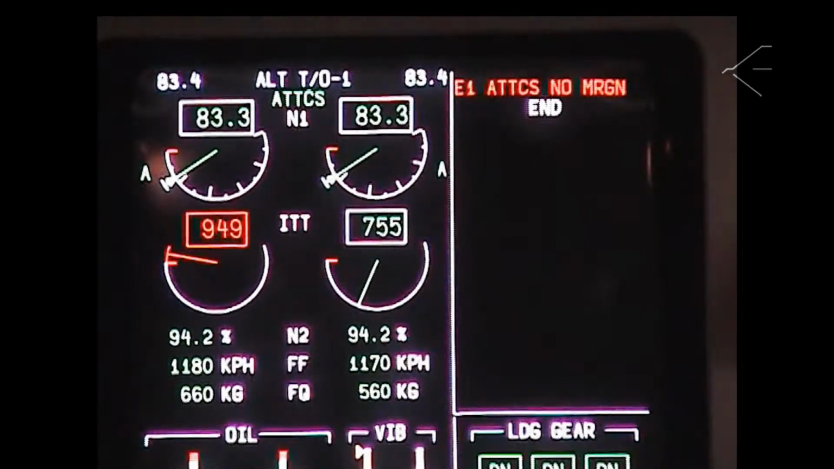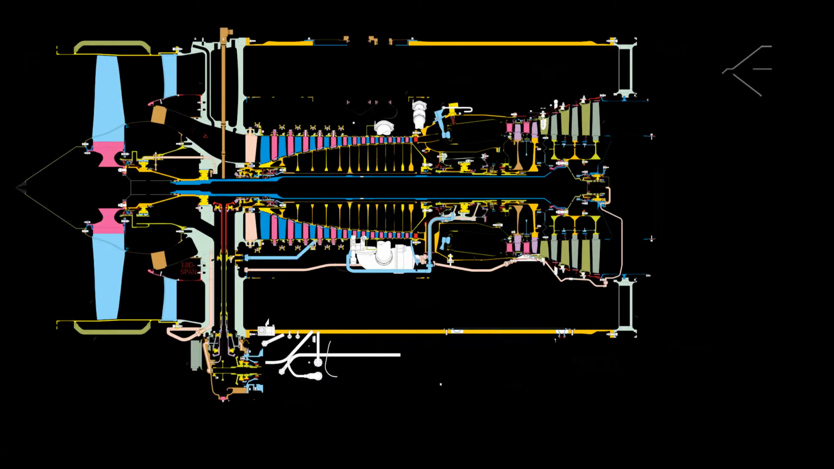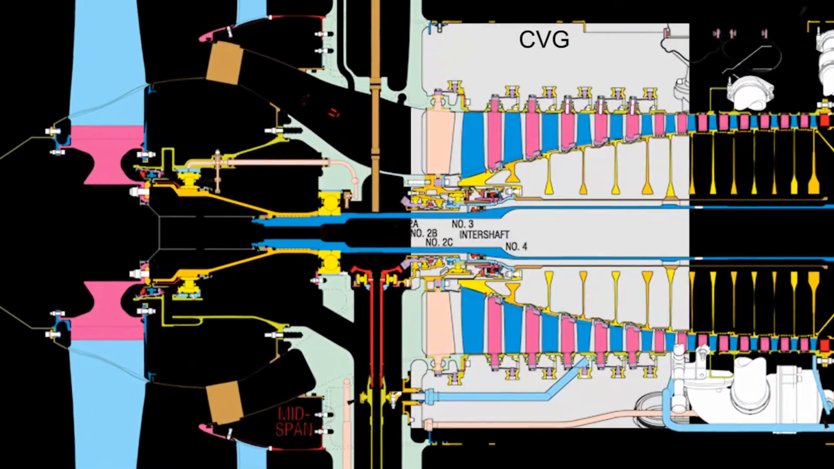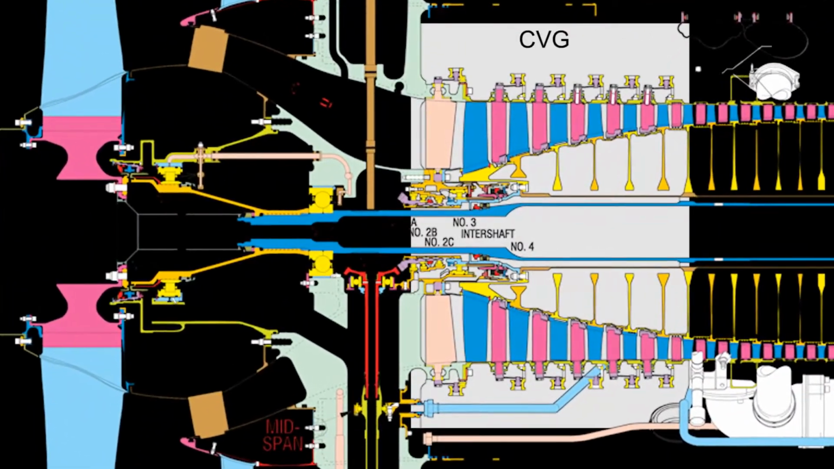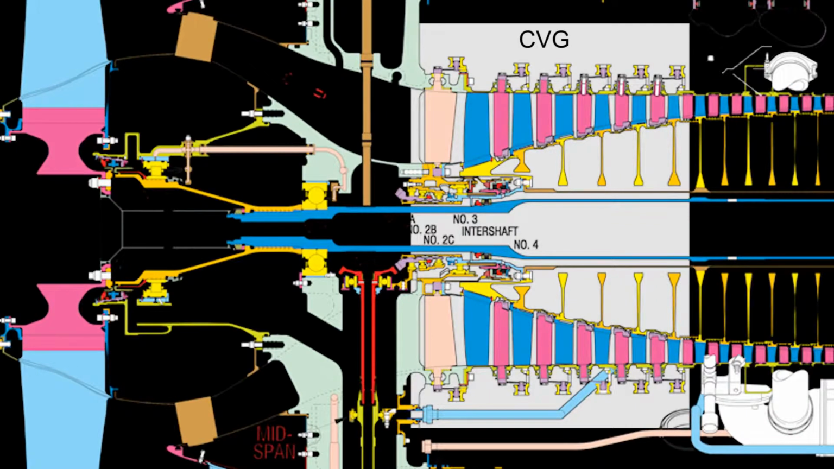Reduced N2 margin during takeoff can trigger the ICAS message ATTCS no margin, and this occurrence results in aborted takeoffs. This new FADEC feature introduces an optimized compressor variable geometry schedule to improve N2 margin at takeoff. The software also implements improved engine health monitoring capability.